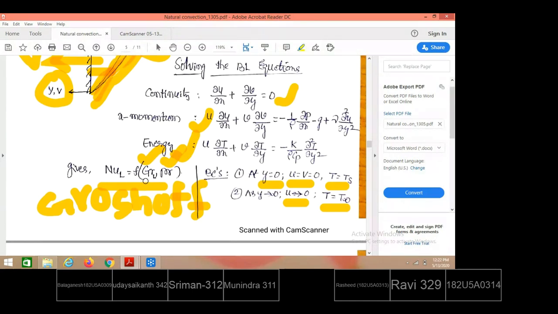Whatever function is done by the Reynolds number in the case of forced convection, the same function is done by the Grashof number in the case of natural convection. As usual, the Prandtl number is there in forced convection, and in natural convection also the Prandtl number is there. So the only difference between forced convection and natural convection is this: in forced convection it is the Reynolds number, and in natural convection the number that influences the momentum is the Grashof number. This is the difference we have to observe.